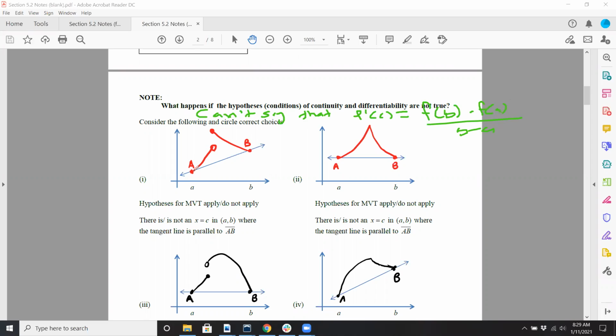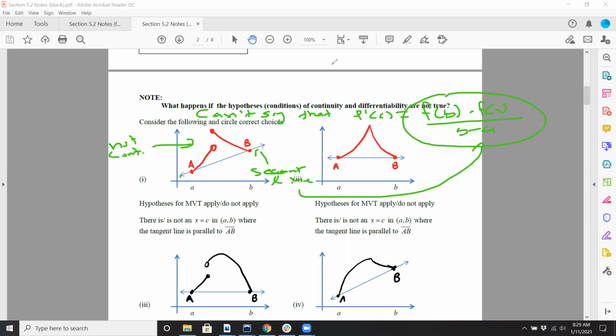So like, let's look at this curve here. This is obviously not continuous. And if you drew the secant line between A and B, here's your secant line. And remember, the slope of the secant line is given by this formula right here, which we've seen many times. Can I draw a tangent line on the red curve here, so that it's parallel to the secant line? Well, no, of course not. There's no way I could do that if I'm not continuous.